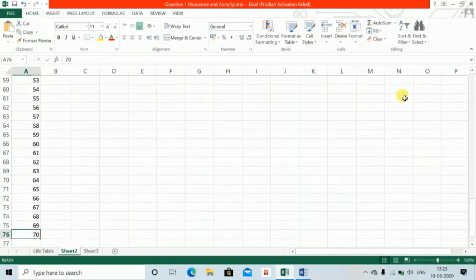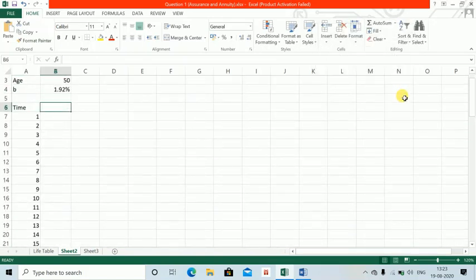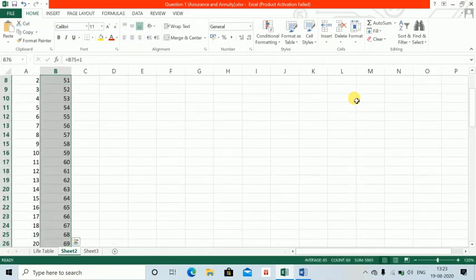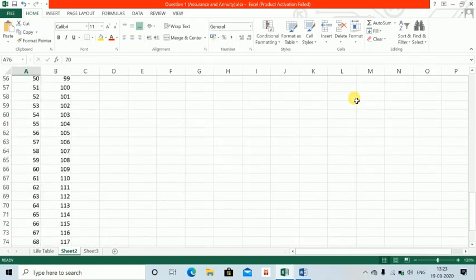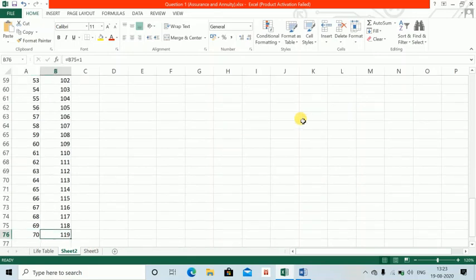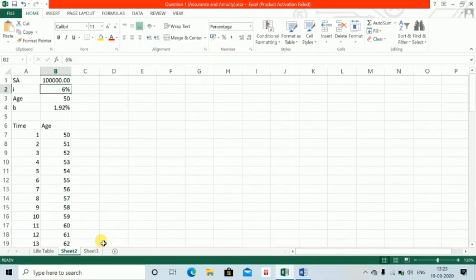So this is my time, and then my age. If my age is 50, just do a plus 1 to the age and drag it down. So this fills my age. You can see the age has been filled up to 119. I'll tell you the reason for 119 when we derive the probabilities. First, let us calculate the sum assured.